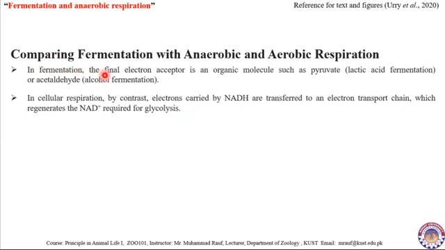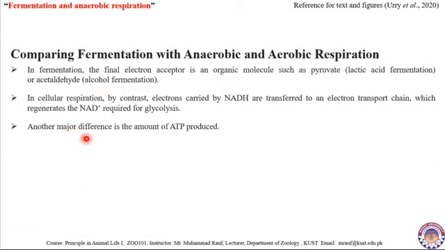Now in fermentation, the final electron acceptor is an organic molecule such as pyruvate in lactic acid formation, or acetaldehyde in alcoholic fermentation, because even if the electron transport chain is not going on, if there is no final acceptor of electrons, still the cell must bring NADH back into NAD+. So then the NADH will deliver its electrons to pyruvate or to other forms of pyruvate like acetaldehyde.